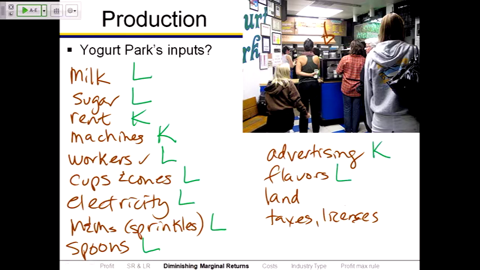The property, I think that actually I wrote it down again, but it's really under here under rent, so we'll just put that back under K. Taxes and licenses. Maybe I should split those. Sales taxes, fixed or variable? Business license, fixed or variable? Good. All right. So that's how we simplify.